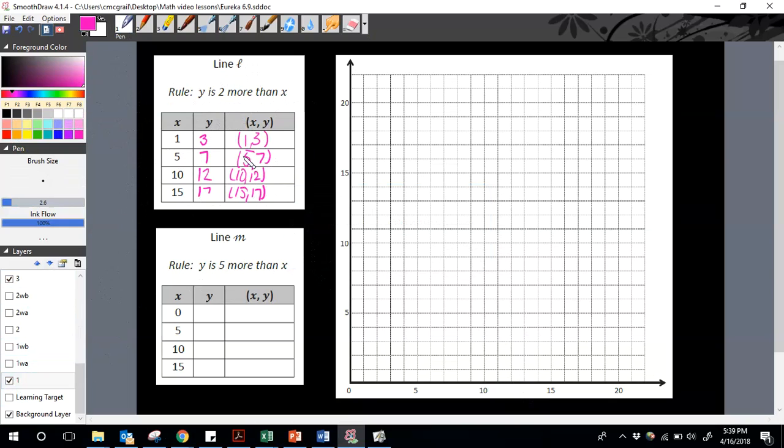Now, for this one, all I need to do is plot the points. They should go in a straight line. So please plot these with me. 1, 3, 5, 7, 10, 12, and finally 15, 17, I think is right there. And let's connect those with a straight line. Great, and let's label that line L. I'm going to go ahead and change colors.